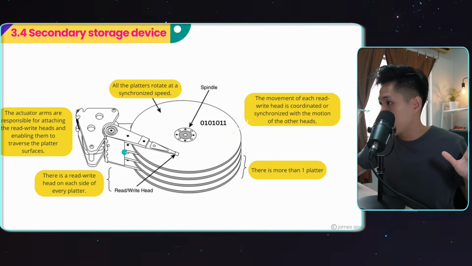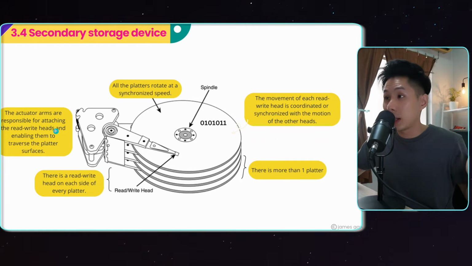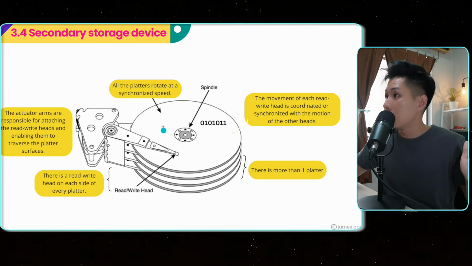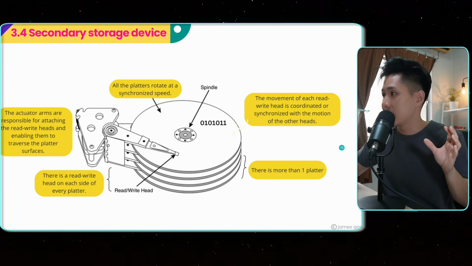platter: layer 1, layer 2, layer 3, layer 4. And the actuator arms are responsible for attaching the read-write heads and enabling them to traverse the platter surface. So this will move around the platter to read data, like in binary. So let's look into what a single disk here represents.